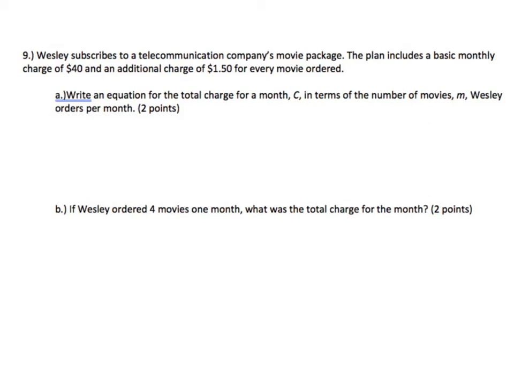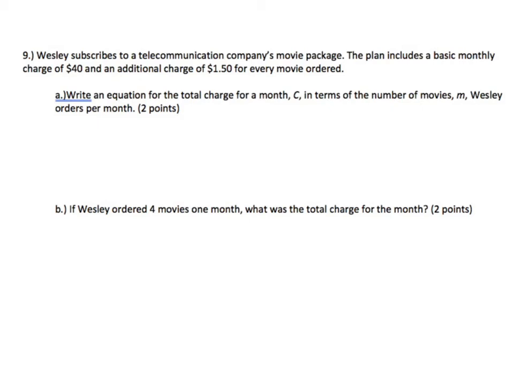The next problem says Wesley subscribes to a telecommunication company's movie package. The plan includes a basic monthly charge of $40 and an additional charge of $1.50 for every movie ordered. Write an equation for the total charge for the month, C, in terms of the number of movies, M, that Wesley orders per month. So again, we need to establish our equation.